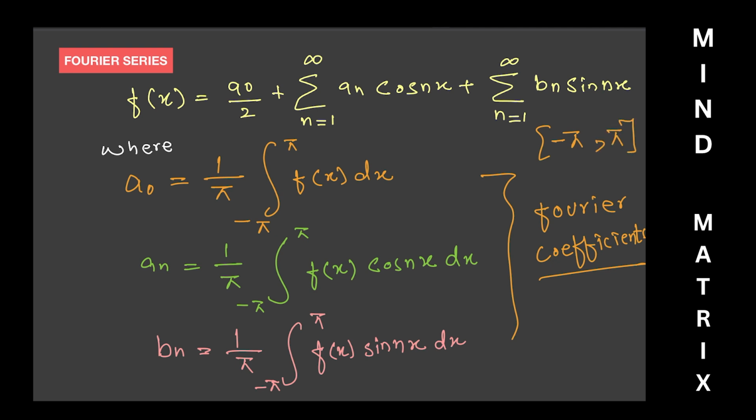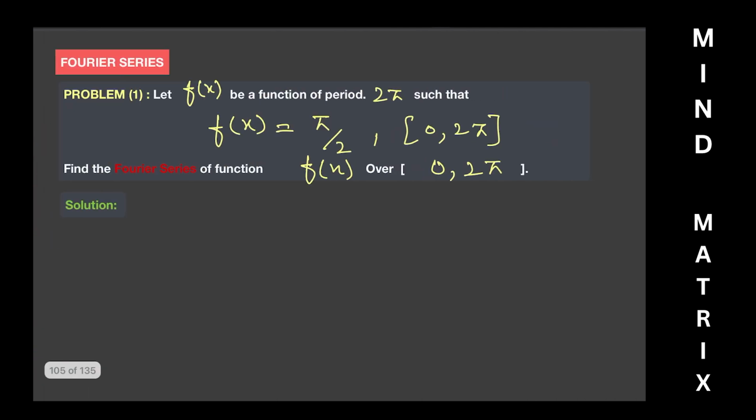So now let's move on and solve examples based on this formula to get a better understanding of the Fourier series. The question here is: let f(x) be a function of period 2π such that f(x) is given as x/2 on the interval from 0 to 2π, and we are asked to find the Fourier series of the function f(x) over the interval from 0 to 2π. So now let's solve this question.